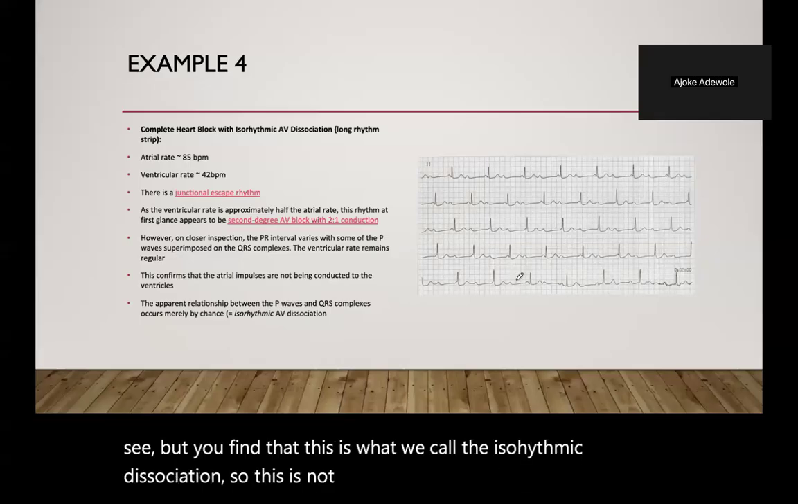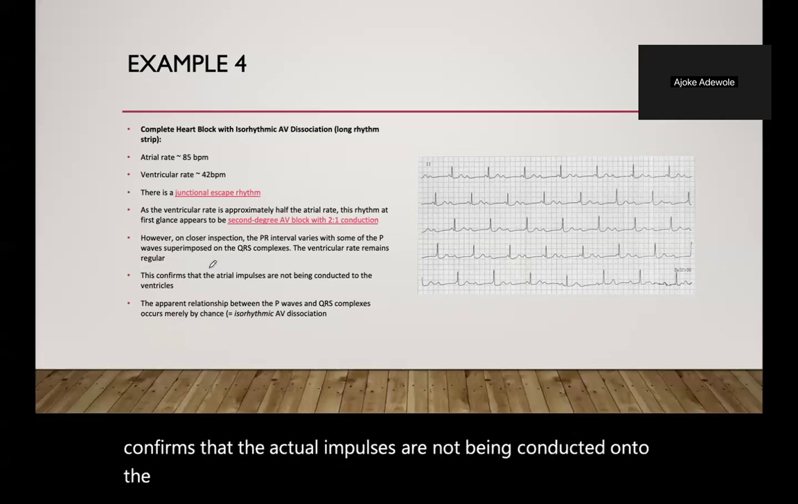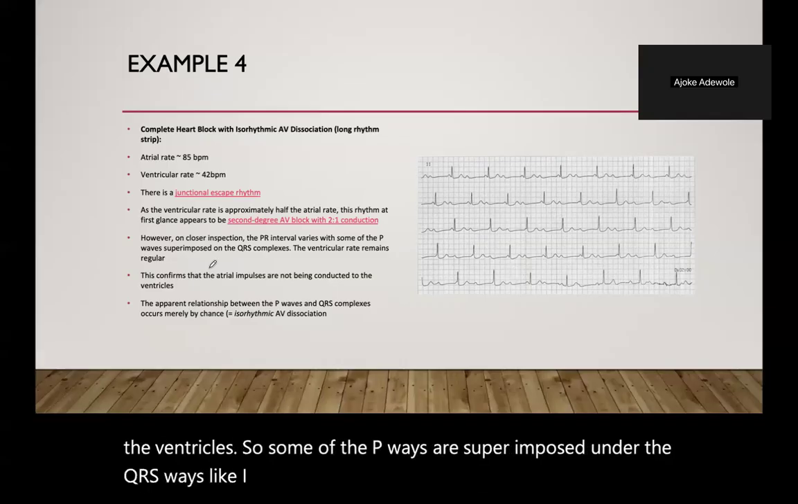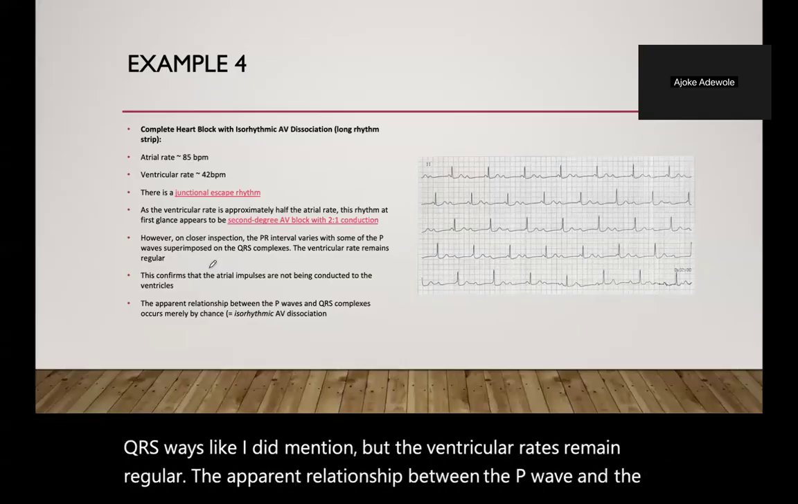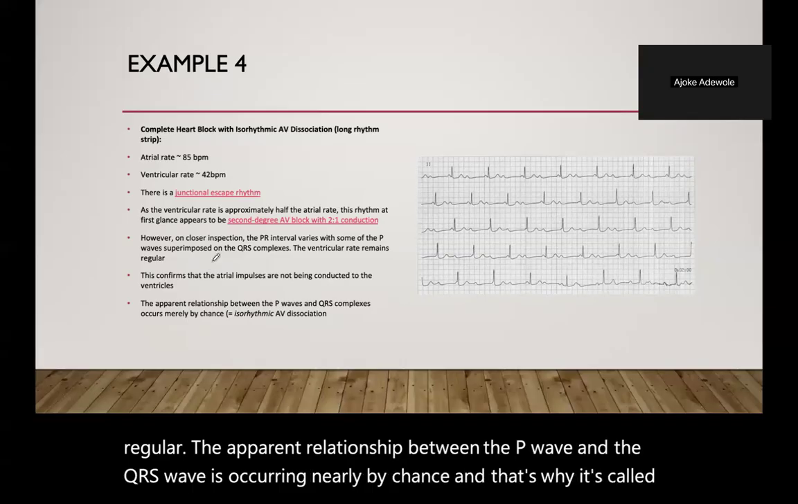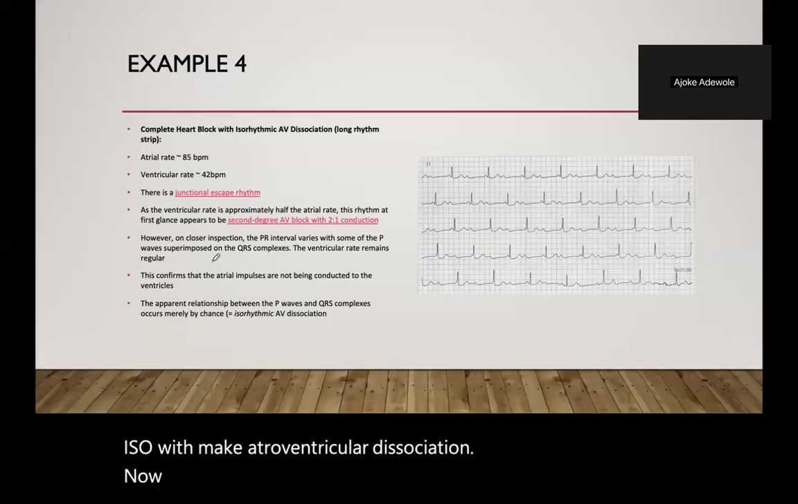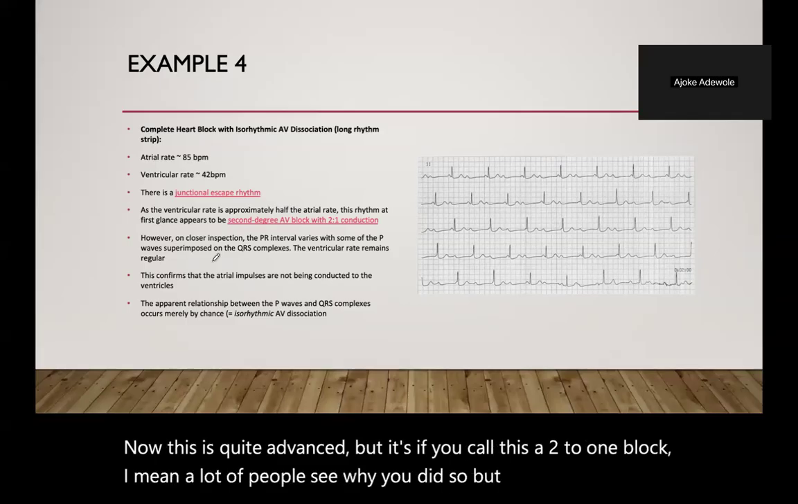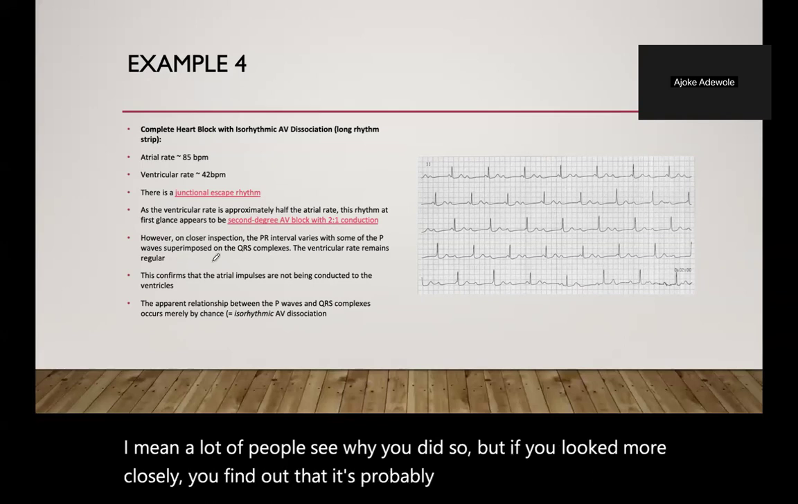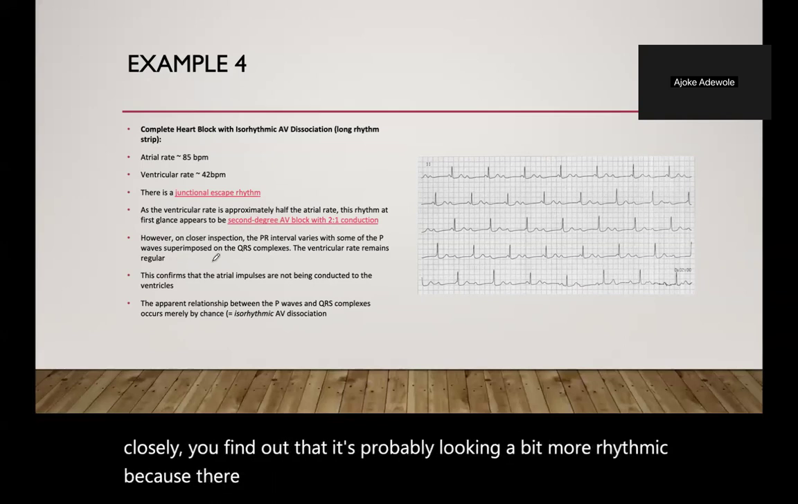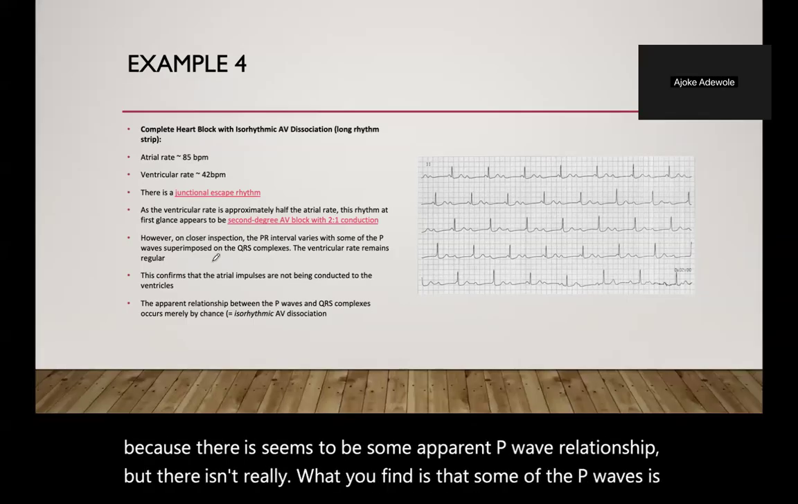So this is not just maths, it's a mixed pathology. It confirms that the atrial impulses are not being conducted onto the ventricles. Some of the P waves are superimposed under the QRS waves, like I mentioned, but the ventricular rate remains regular. The apparent relationship between the P wave and the QRS wave is occurring merely by chance, and that's why it's called isorhythmic atrioventricular dissociation. Now, this is quite advanced, but if you call this a 2-to-1 block, a lot of people will see why you did so. If you look more closely, it looks a bit more rhythmic because there seems to be some apparent P wave relationship, but there isn't really. Some of the P waves are hiding under the QRS wave.